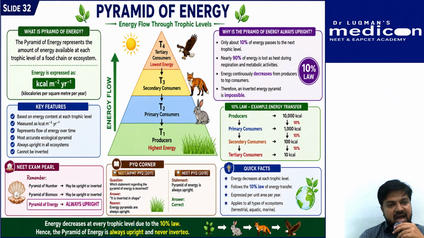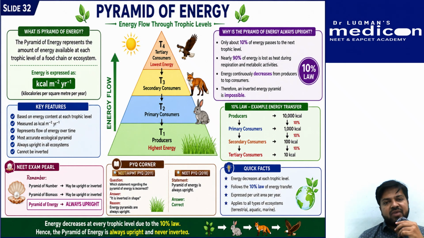Energy is expressed as kilocalories per meter square per year. Key features: it is based on energy content at each trophic level, measured as kilocalories per meter square per year, and represents the flow of energy over time. The most accurate ecological pyramid is the pyramid of energy, always upright in all ecosystems and cannot be inverted. So here is the example.